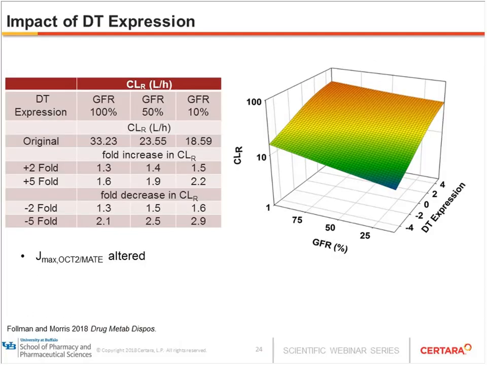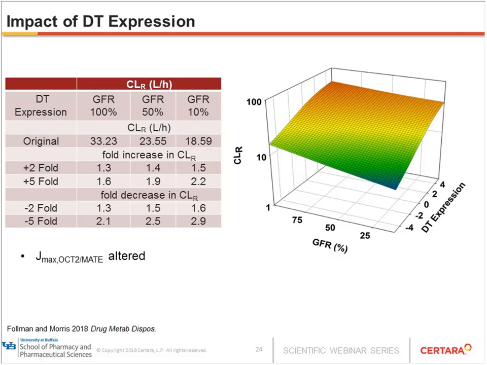So we can move on to the impact of drug transporter expression. Again, we have the three populations in the three different columns. For original drug transporter expression, I have the actual value of renal clearance, and then for plus and minus twofold of drug transporter expression, I have fold increase and fold decrease in renal clearance. And this is in reference to the renal clearance for the original drug transporter expression.